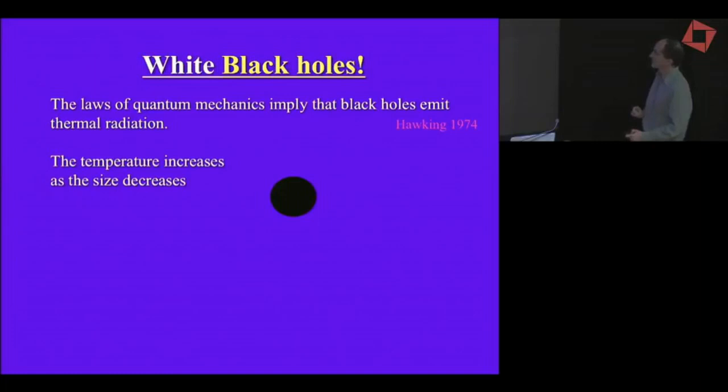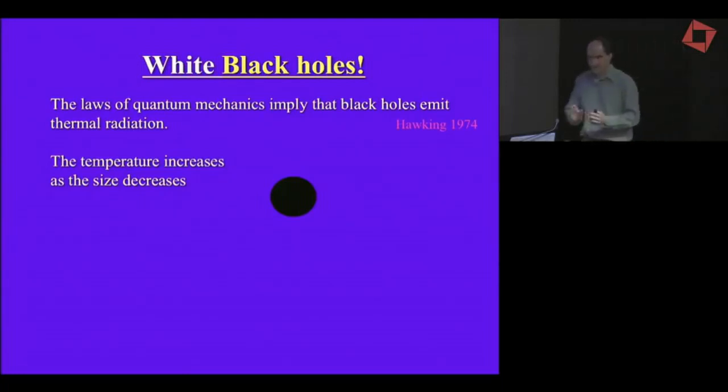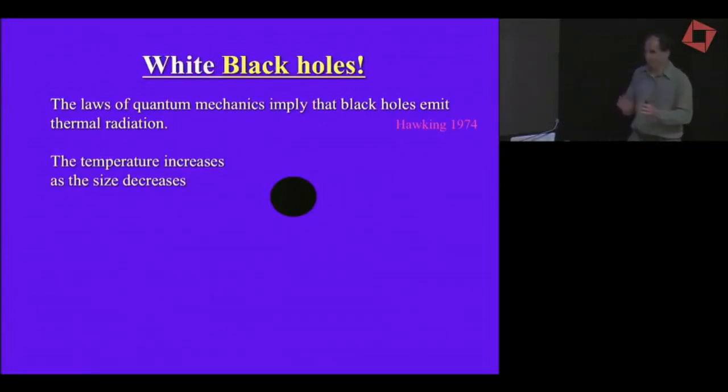Hawking discovered in 1974, and this was probably Hawking's most famous discovery, that quantum mechanics implies that black holes emit thermal radiation. And the radiation that comes out of a black hole has a wavelength that is proportional to the size of the black hole, so it's roughly equal to the size of the black hole. So if you were to take a black hole and make it smaller, and even smaller, it will get hotter and hotter. So the radiation will have higher and higher frequency, and we would see it hotter and hotter.